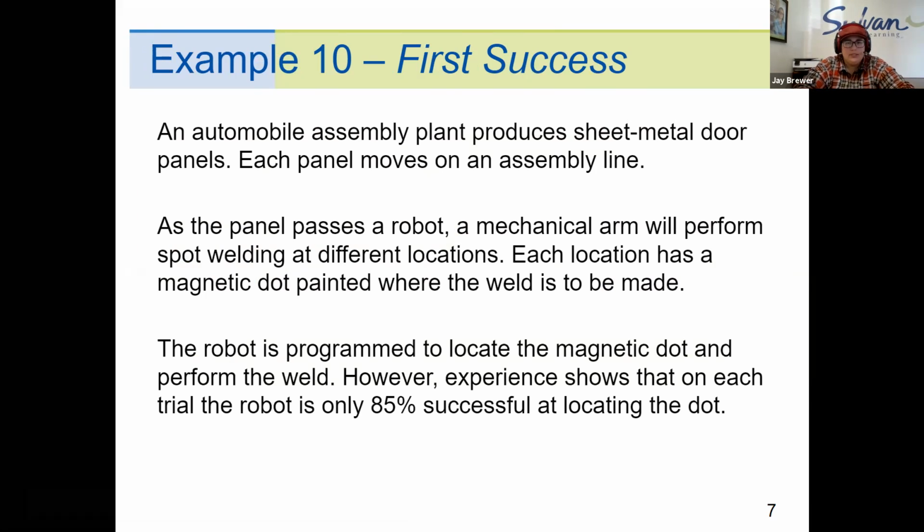An automobile assembly plant produces sheet metal door panels. Each panel moves on an assembly line. As the panel passes a robot, a mechanical arm will perform spot welding at different locations. Each location has a magnetic dot painted where the weld is to be made. The robot is programmed to locate the magnetic dot and perform the weld. However, experience shows that on each trial, the robot is only 85% successful at locating the dot.